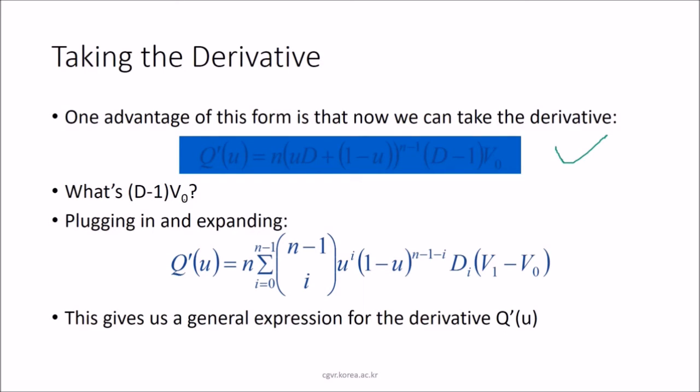So what will be D minus 1 v0? We have seen D v0. So plugging in and expanding, we can just expand it like this. This gives us the general expression of the derivative. This is the general expression for the derivative.